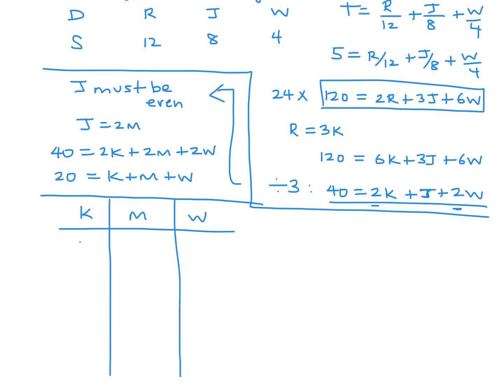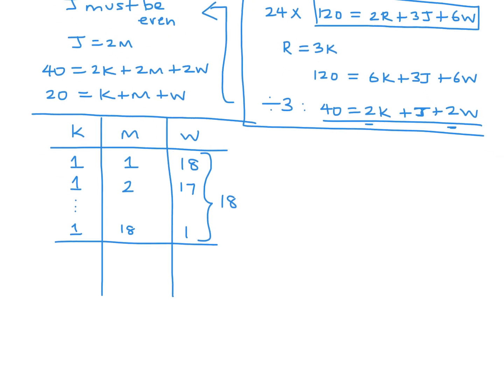Okay, so let's start with K equals 1. If K equals 1, then M plus W is 19, so I can put a 1 and an 18. That's one solution. Keeping K as 1, this could be 2 and 17, and then it keeps on going. 3 and 16, you get the point. Keeping K as 1, the final value would be 18 for M and 1 for W. So this gives me 18 solutions, and that's when K is 1.